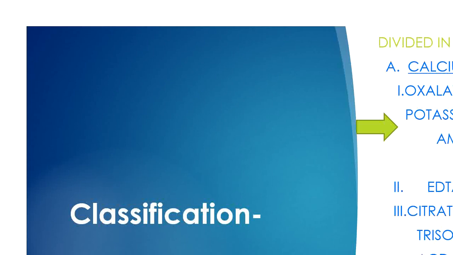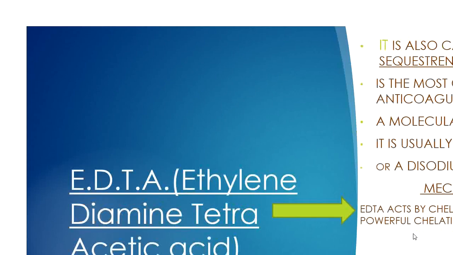So oxalate again contains potassium oxalate, ammonium oxalate and double oxalate. Citrate consists of trisodium citrate, ACDA and CPDA. So these are the main classes. First we see about the EDTA. EDTA is nothing but ethylene diamine tetraacetic acid.